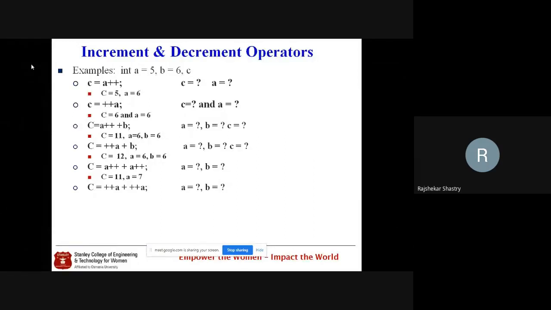A is 5. Good. Your explanation is good. I want that. A is 5, sir. Since we are using prefix, first we will be assigning the value, then we will be incrementing the value. Wait. Prefix, in prefix first assign then increment, no. Sorry, sir. First increment, then assigning.